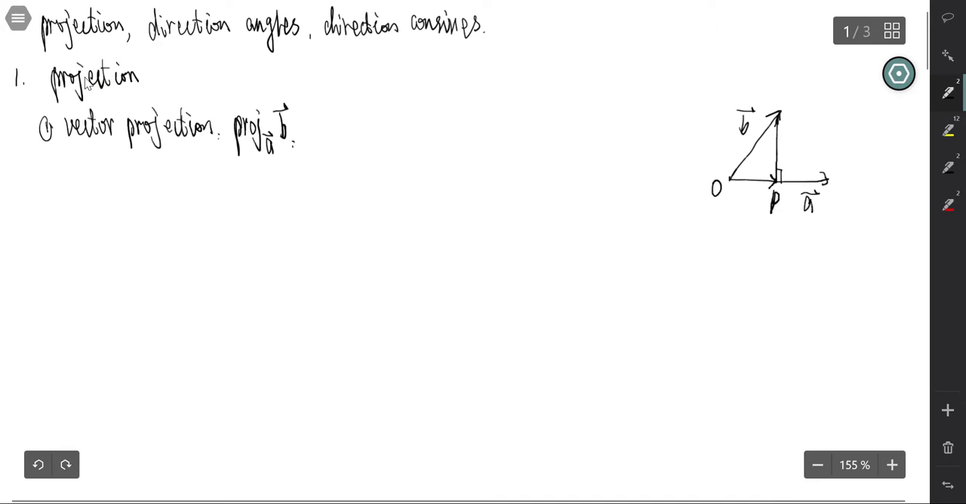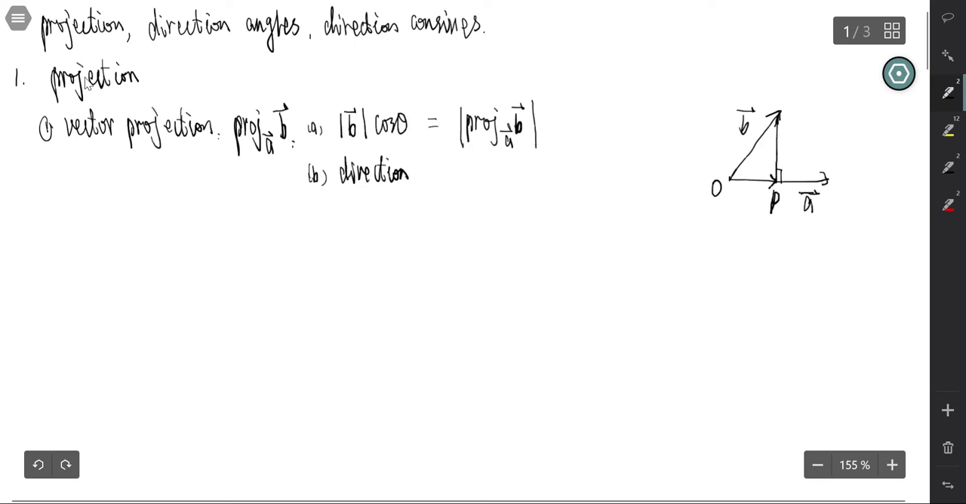The vector has two properties. The first is the length. The length of the projection should be the length of B times cosine theta. This is the length. And the direction should be the same as the vector A.